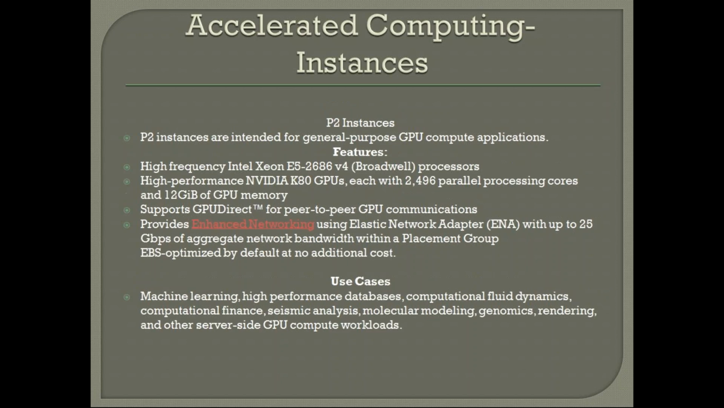Now we are going with the next set of accelerated computing instances, that are P2 instances. P2 instances are intended for general purpose GPU applications. So previously we were seeing P3 instances, now we are going to see P2 instances. So these are a general type of GPU compute applications. It doesn't have that much computing power, and it has more graphical power compared to computing power.